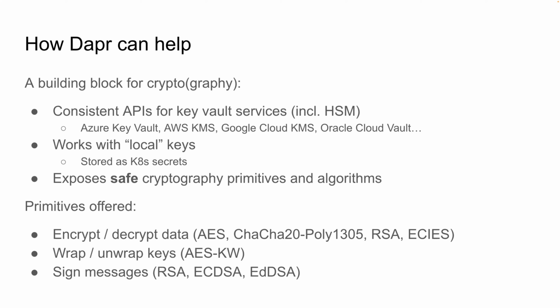And Arthur has his hand up. So if I understand correctly, the only thing that is saved would be the keys, right? Not necessarily the payload, encrypted or decrypted.